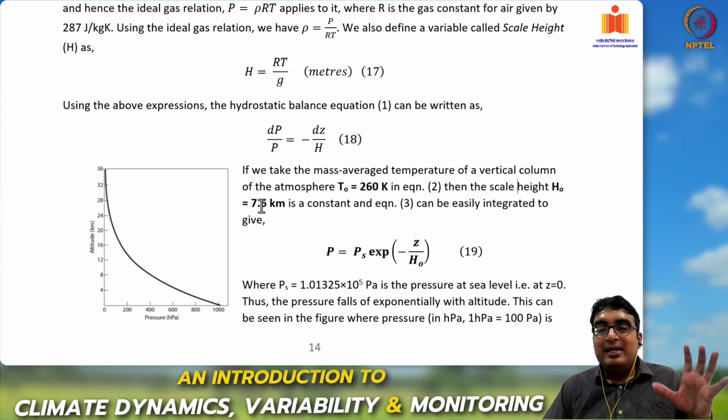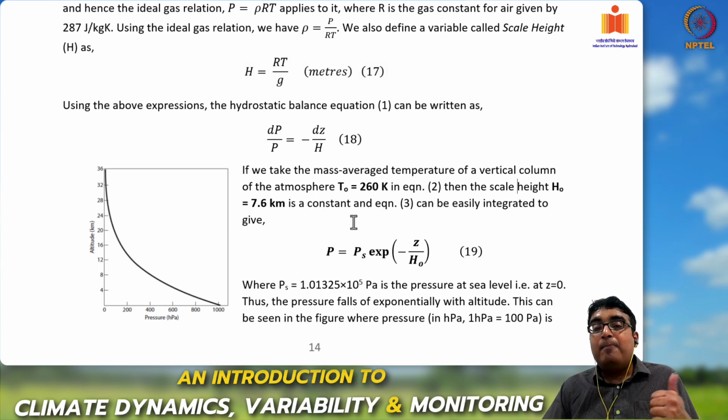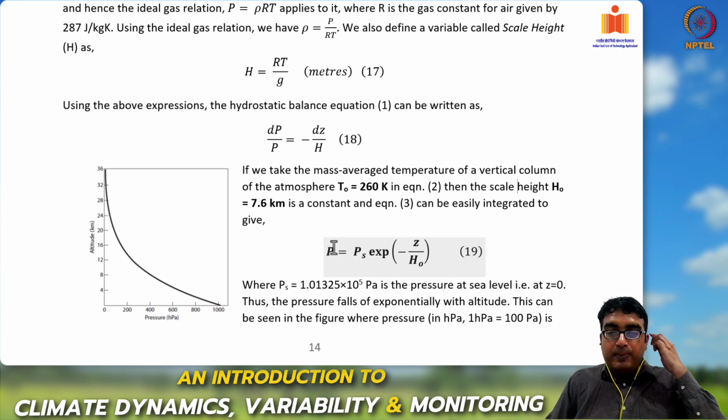So what we have done, in general, this temperature is changing with altitude, right? But we can take a mass average temperature of an entire column of atmosphere from the sea level to the top of, say, the exosphere, and the mass average temperature becomes 260 kelvins, and we can use that to get an approximate mass average scale height H0 of 7.6 kilometers. Okay. If we take H0 as a constant, then this expression becomes very easy to integrate, and you get P equals Ps into exponential minus Z by H0.